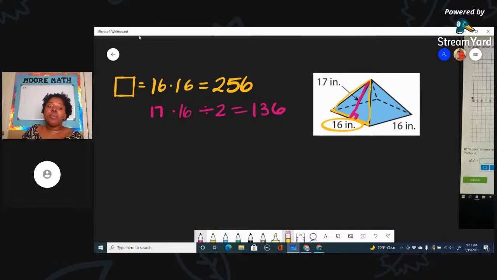Okay. So if one of the triangles is 136, the other three must be what? 136. Yep. So instead of writing 136 4 times, you can just multiply that by 4. And tell me what you get. 136 times 4.